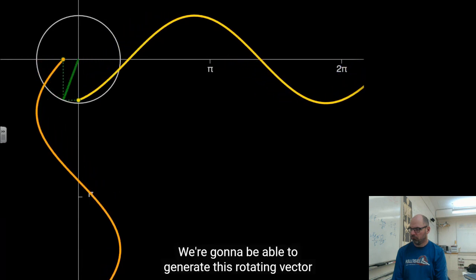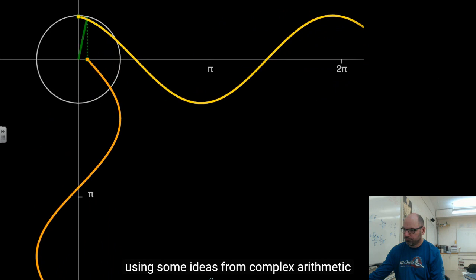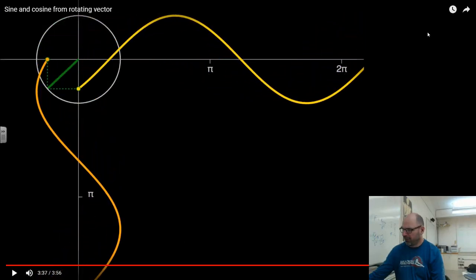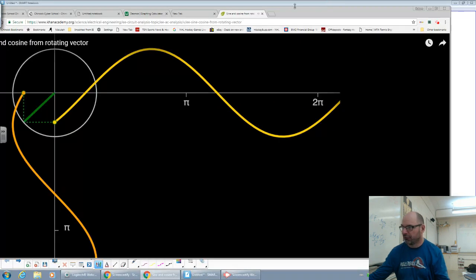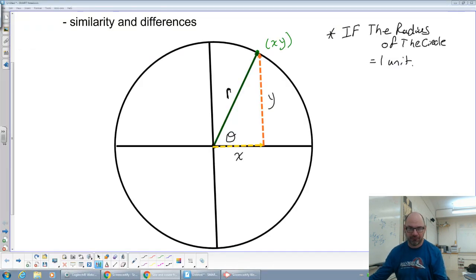We're going to be able to generate this rotating vector using some ideas from complex arithmetic and Euler's formula. That's not for us. We'll stop there. Don't have to worry about Euler's formula. But that gives us a good idea of what we're going to be looking at in terms of sine and cosine.